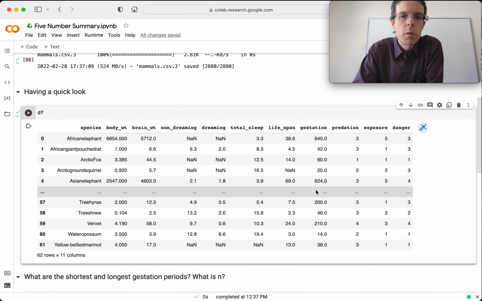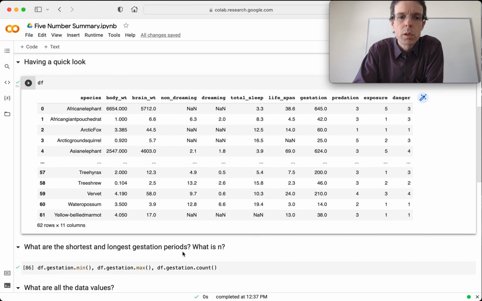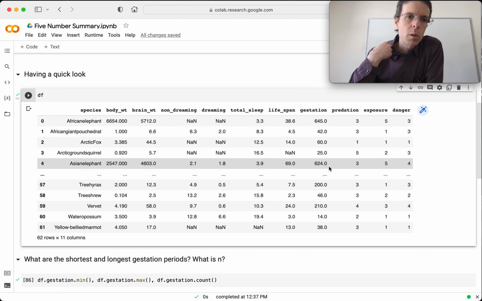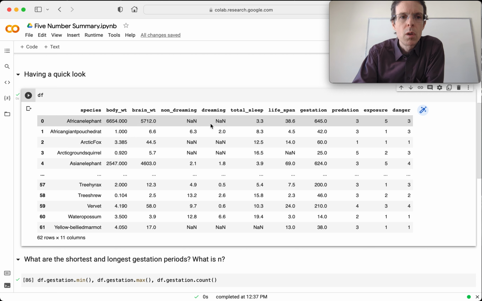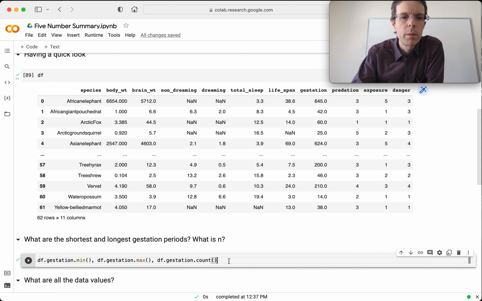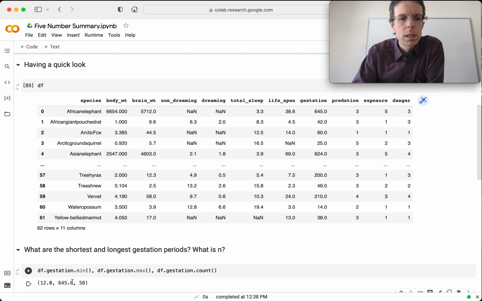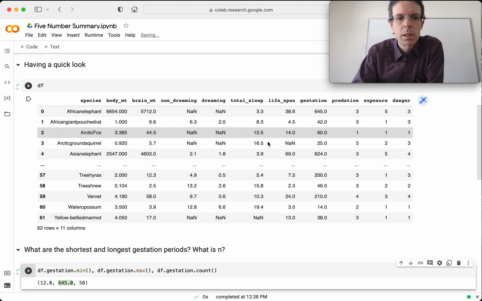So the first question that we might ask ourselves is, what are the shortest and longest gestation periods? That's a natural question here. You can see some in the 600s. These are in days, of course, and you might notice that the very longest gestation periods are for the elephants here. The min and the max can be calculated this way. The max gestation period for mammals in this data set is 645, and that's one of the elephant species.